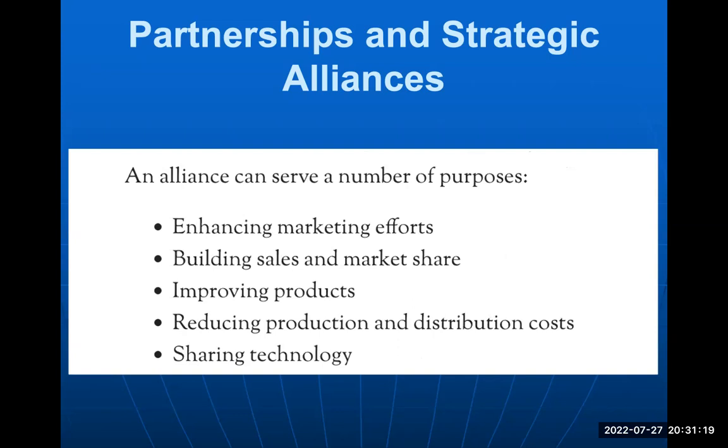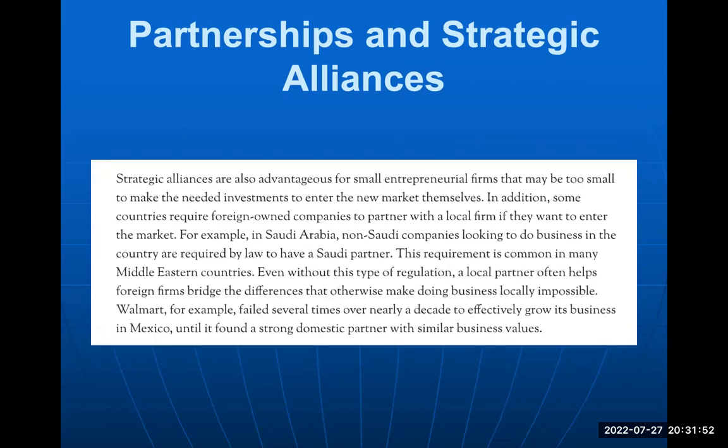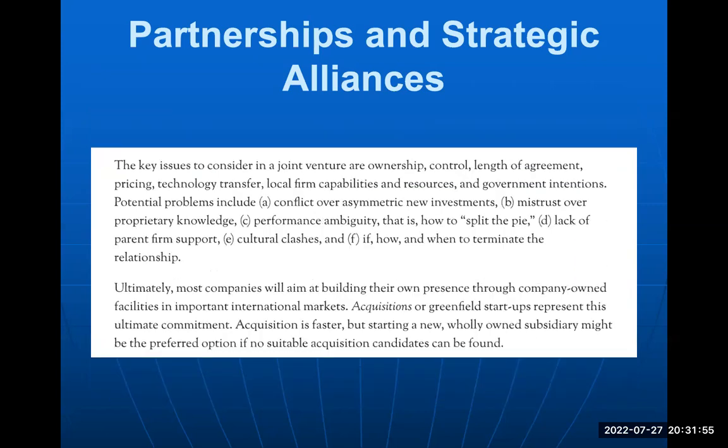So an alliance can serve a number of purposes: enhancing marketing efforts, building sales and market share, improving products, reducing production and distribution costs, sharing technology, and some of these things we had mentioned before. And they give us some examples in terms of alliances. Magazine publisher Hearst, for example, has joint ventures with companies in several countries. So young women in Israel can read Cosmo Israel in Hebrew, Russian women can read it in their own language, and it's all over the world. These are just continued discussion about the partnerships.